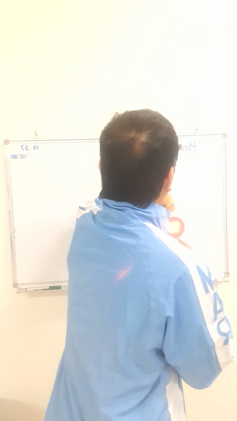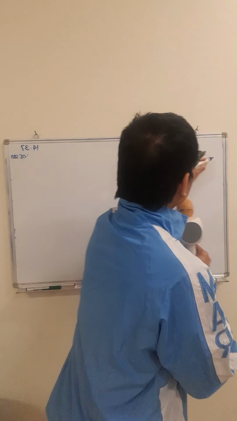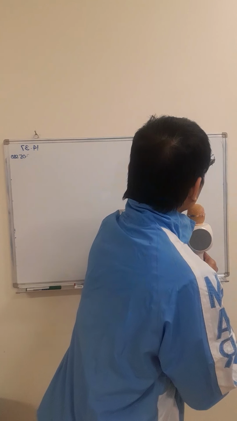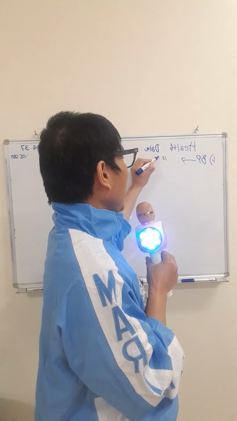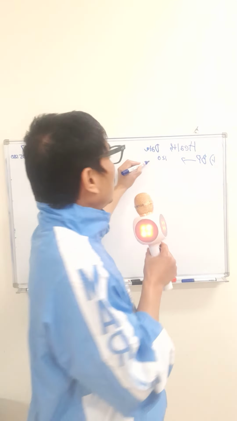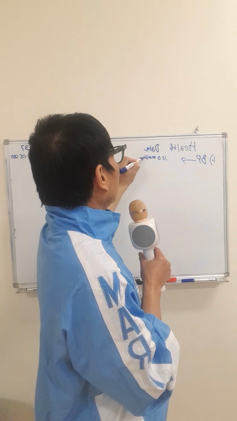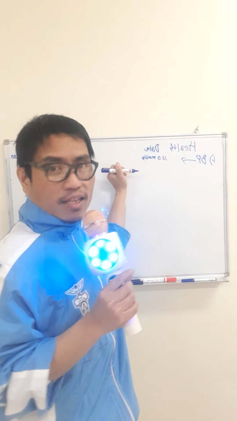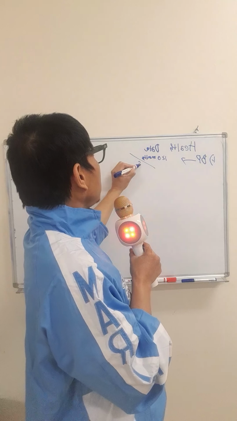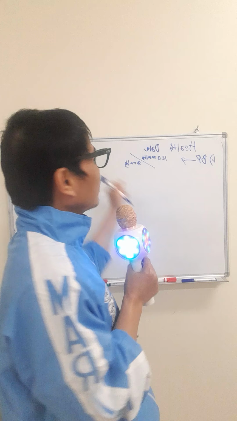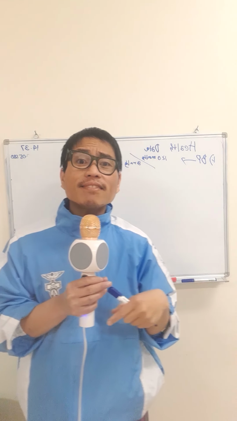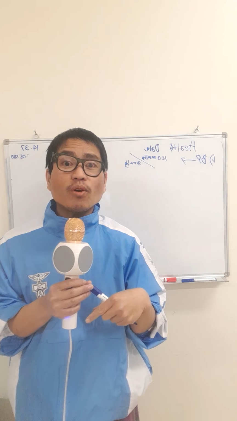So the first is the blood pressure. What is the normal blood pressure at any age? Generally, it should be 120 millimeters of mercury, this is systolic, over 80 mmHg diastolic. The numerator will be the systolic and the denominator will be the diastolic.